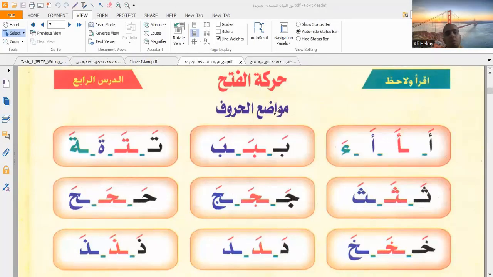Today, inshallah, we are going to talk about the different positions of the letters. Over here, we have the letter with fatha. Fatha means one line over the letter, like this. One line over the letter.